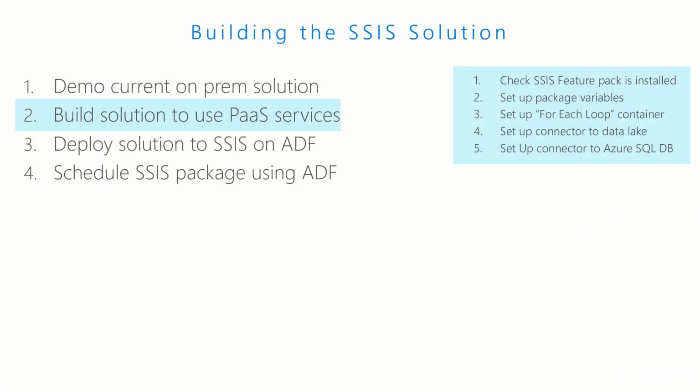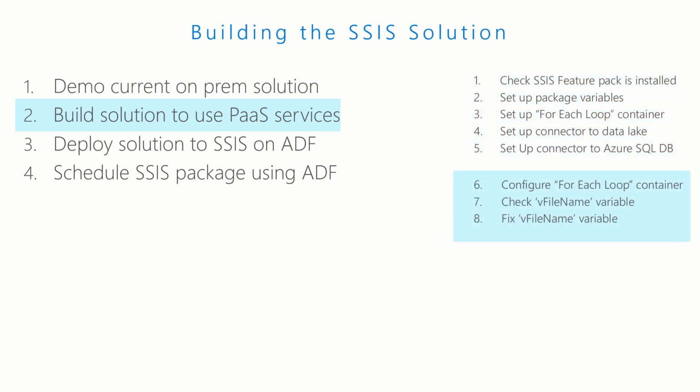So we have checked that we have the SSIS feature pack installed. I showed you how to get that if you haven't got it installed already. We've set up the package variables. We've set up the for each loop container. We've set up connectors to the Data Lake and connectors to Azure SQL DB. Next, we are going to configure the for each loop container. We're going to have to check the file variable, and I'll show you a method for doing that. And then we're also going to be fixing the file name variable, as there might be an issue with that.